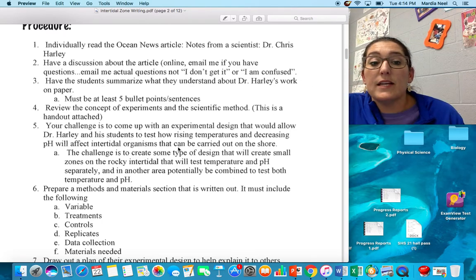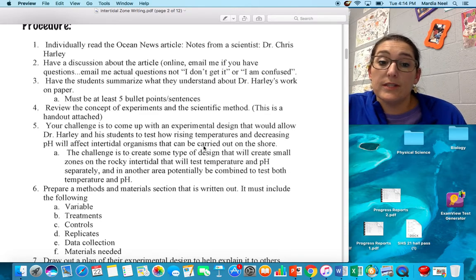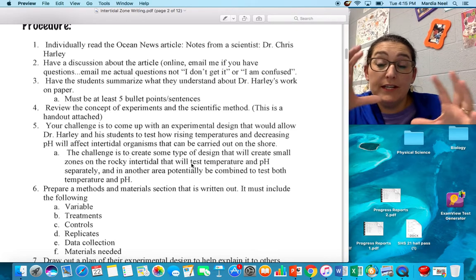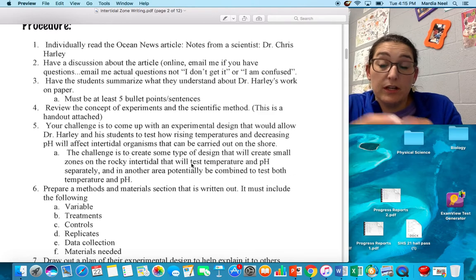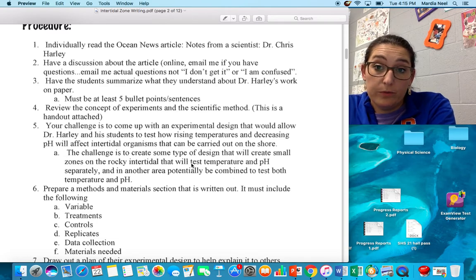Once you review that, it says your challenge is to come up with a design that would allow Dr. Harley and his students to test how rising temperatures and decreasing pH will affect organisms that can be carried out on the shore. So your challenge is to create some kind of design that's going to create small zones on a rocky intertidal zone that's going to test temperature and pH separately. So you need to have one area that tests temperature, one area that tests pH, one that tests both, one that's your control.